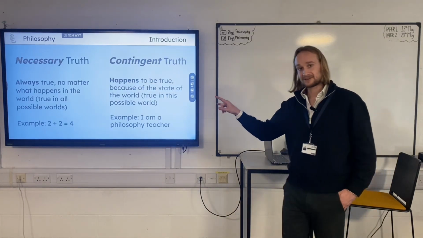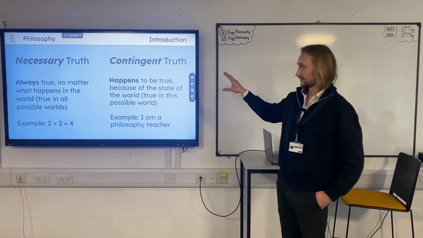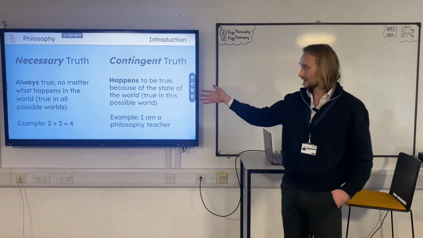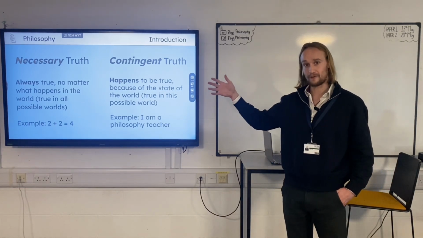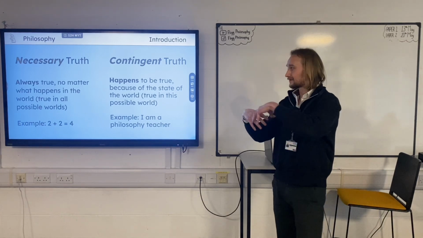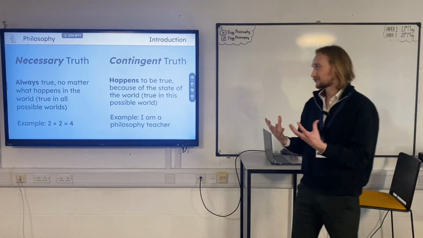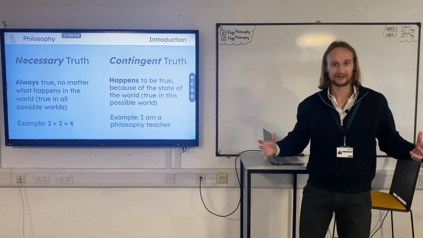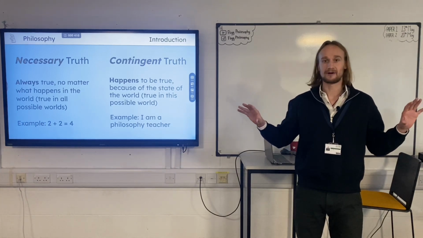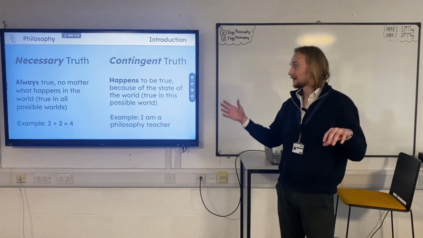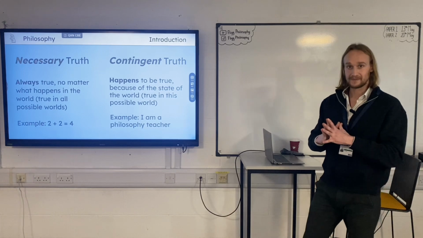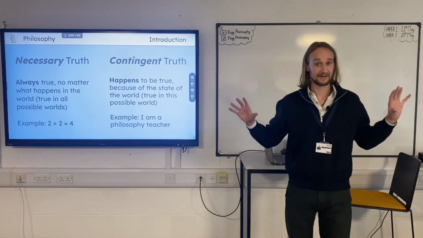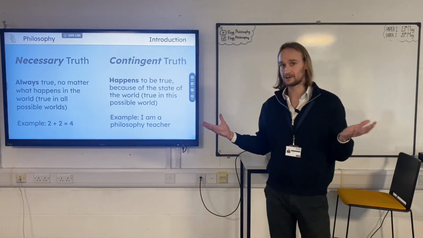It sort of links to these other 2 terms, necessary truths and contingent truths. A necessary truth is kind of like a priori truths. They're where the statement is always true. No matter what happens in the world, no matter what states of affairs occur in our world, it will always be true. 2 + 2 = 4 is true no matter what happens in this world. We call it true in all possible worlds.